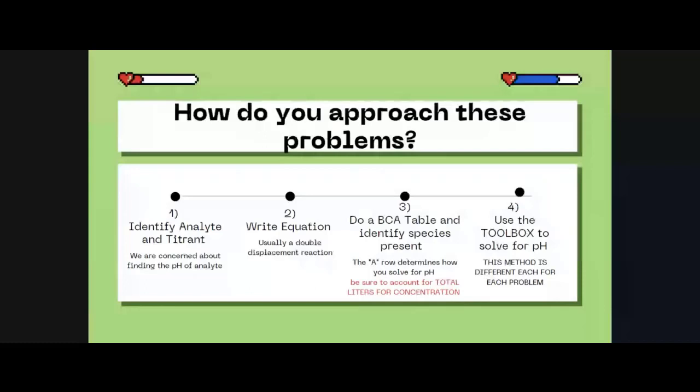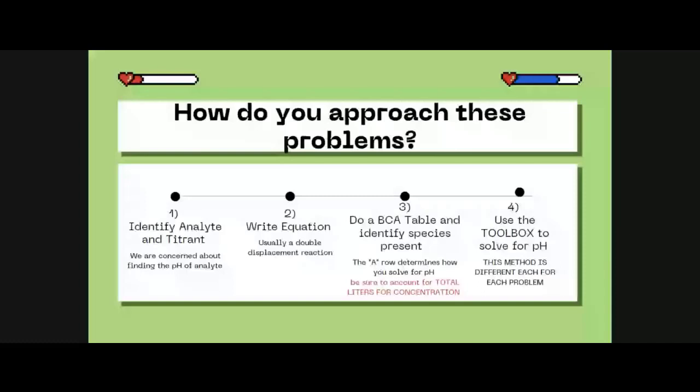A scenario I can think of when it's not a double displacement reaction is when you have something like NH3 plus HCl, where NH3 would be acting as a base, right? And then it would take that proton from HCl, and what's left over is the Cl minus and the resulting molecule, NH4 plus. Then you do a BCA table after you found the moles and identified the species present.